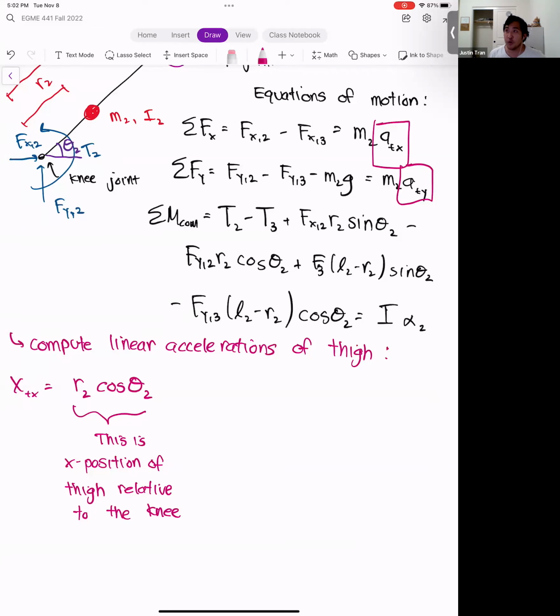But the knee is not our origin, right? And so if we want to be consistent with the last part of the problem, we need to keep the same origin. For the last part of the problem, we did the shank, we used the ankle as our point of origin. And so if we use the ankle as the point of origin, then we need to add L1 cosine of theta 1.